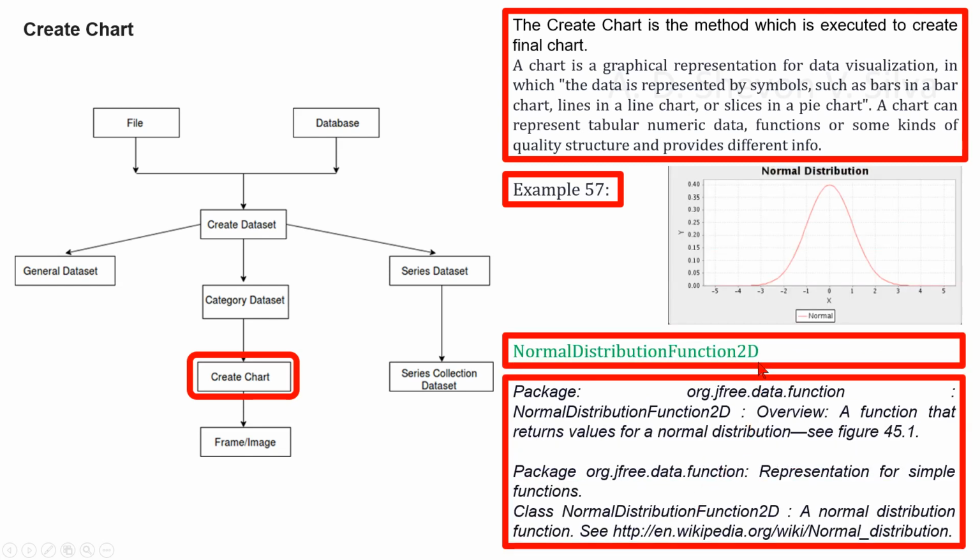Overview in NormalDistributionFunction2D in package org.jfree.data.function. A function that returns values for a normal distribution. See this figure here. The package org.jfree.data.function contains representations for simple functions. The class NormalDistributionFunction2D is a normal distribution function. Here is the chart using the samples from NormalDistributionFunction2D.